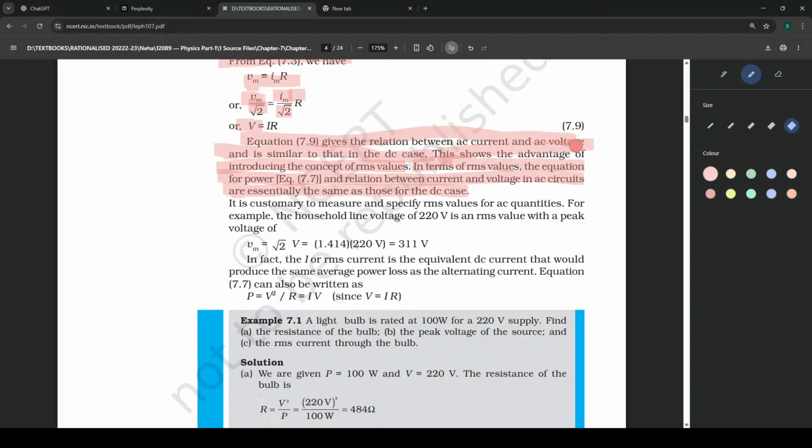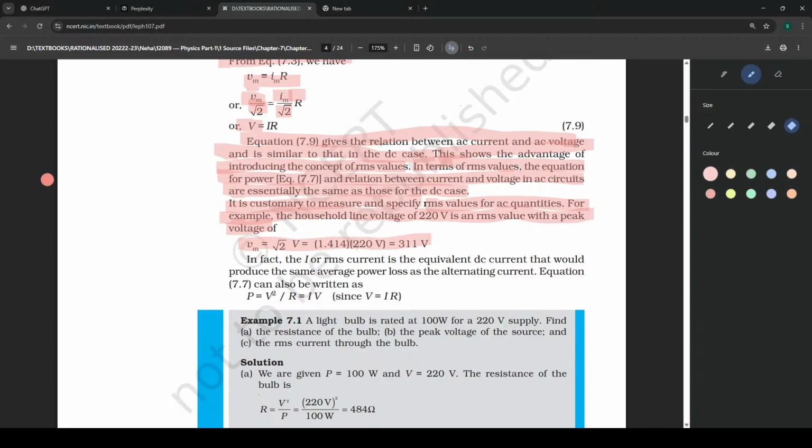That's what I said. We are taking an equivalent of the DC power and all. So basically, it should be working even if it isn't exactly the same. We should get the same values at least, because we are taking an equivalent. It is customary to specify RMS values for AC currents. For example, the household line voltage of 220 volt is an RMS value with a peak voltage of 311 volt.